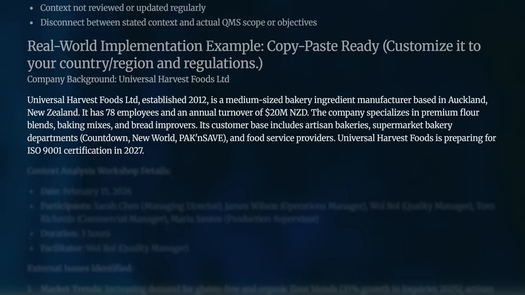Its customer base includes artisan bakeries, supermarket bakery departments like Countdown, New World, Pack and Save, and food service providers. Universal Harvest Food is preparing for ISO 9001 certification in 2027.